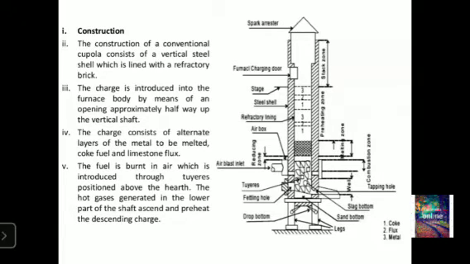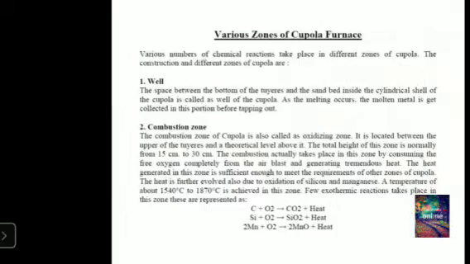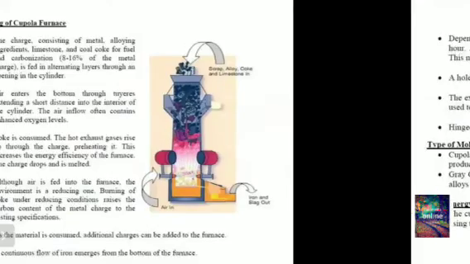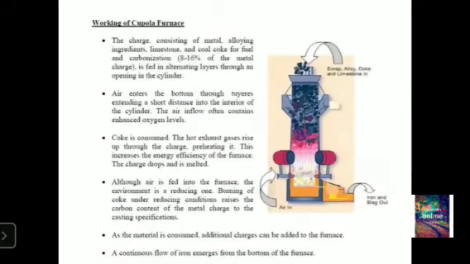So up to right now, what are the chemical reactions we have observed, what are the zones we have observed, and what is the working principle, and now we will move to advantages. This is all the working; on screen we are sharing the total working of the cupola furnace, right?